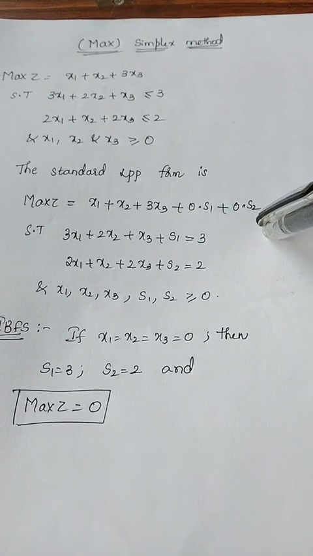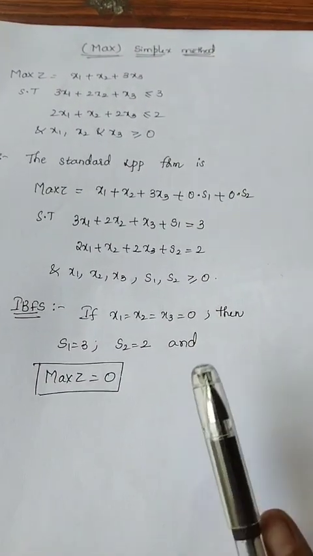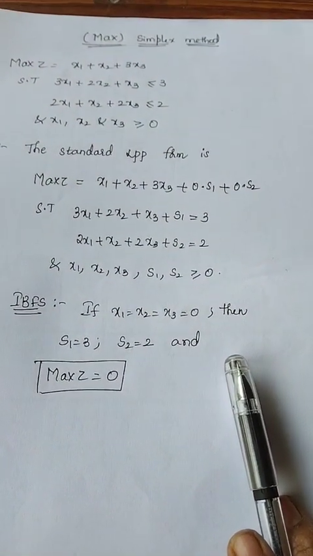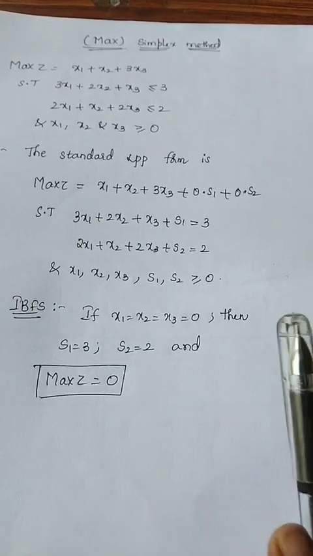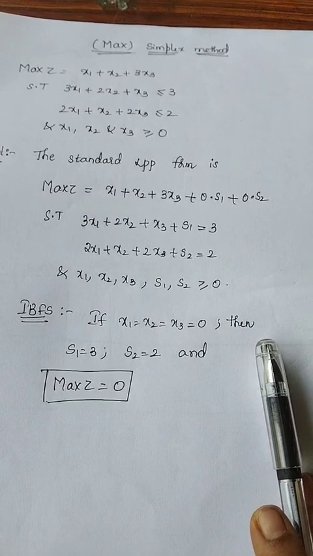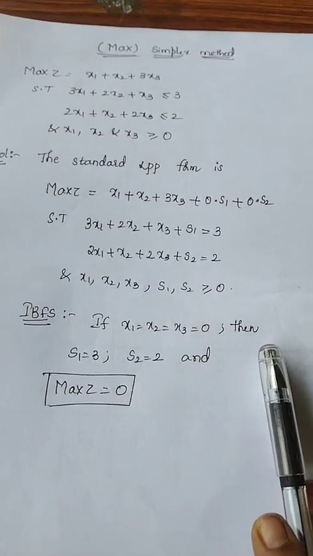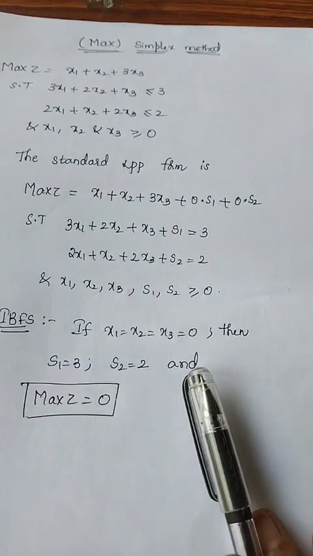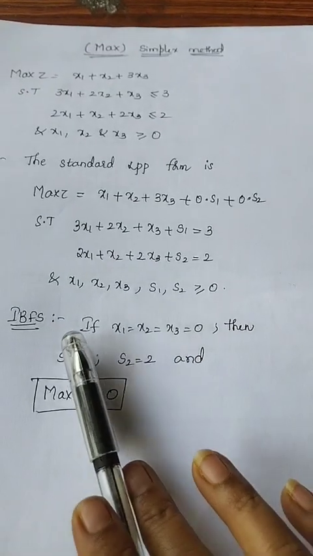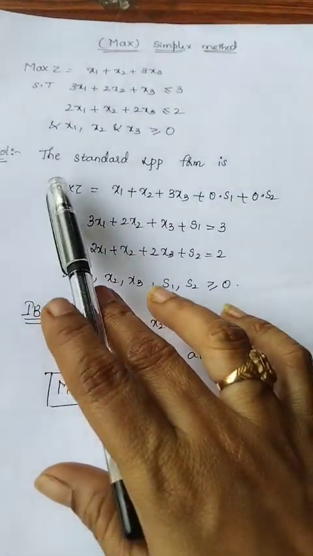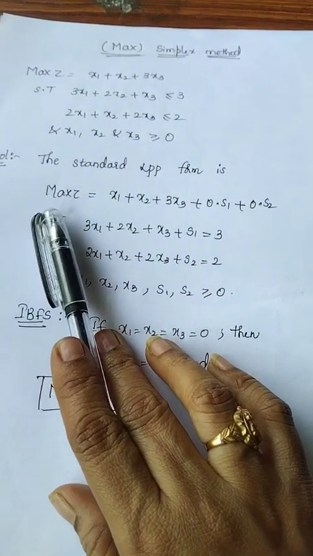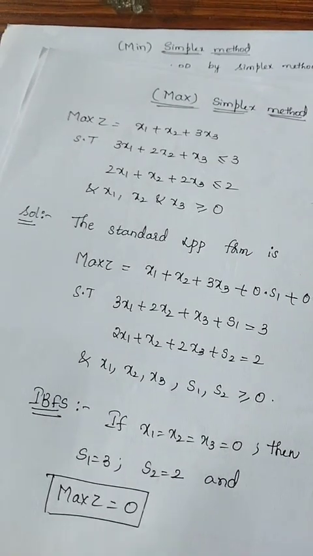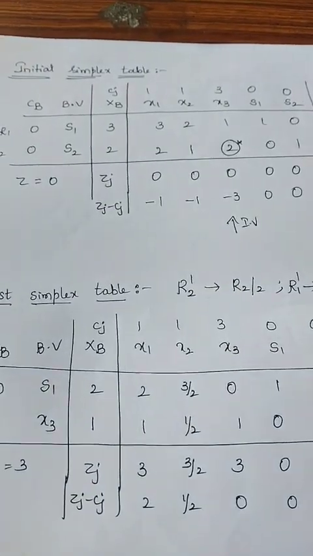And whatever the slack variables we have added, for that we are going to give the coefficients as zeros in the objective function. In the initial basic feasible solution, the decision variables are x1, x2 and x3. We are going to make them 0. Then we are going to get the values of S1 and S2, which will be called your basic variables, where S1 is equal to 3 and S2 is equal to 2. While we are substituting all these values as zeros, we are going to get the objective function maximum Z as 0.